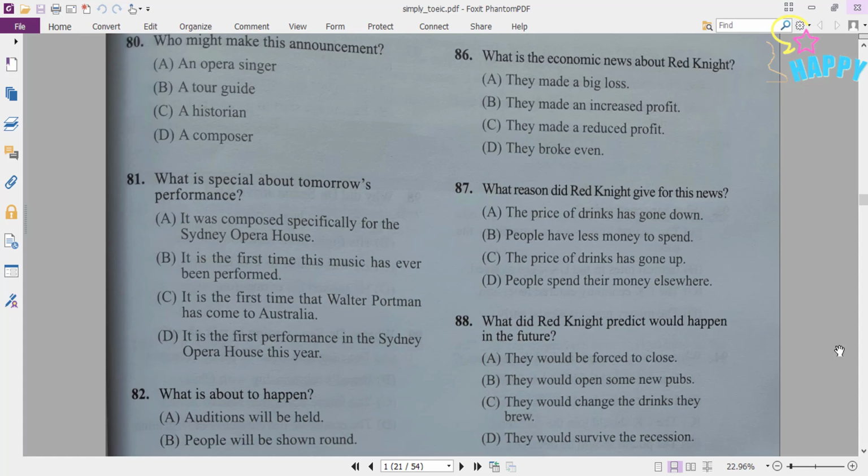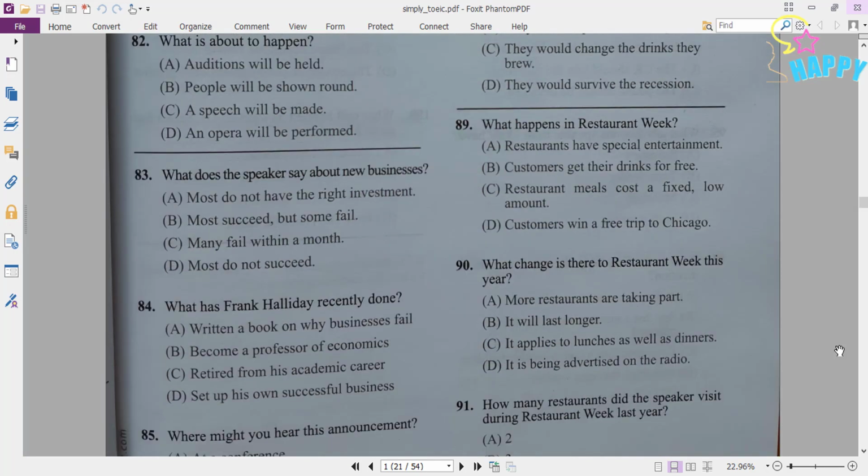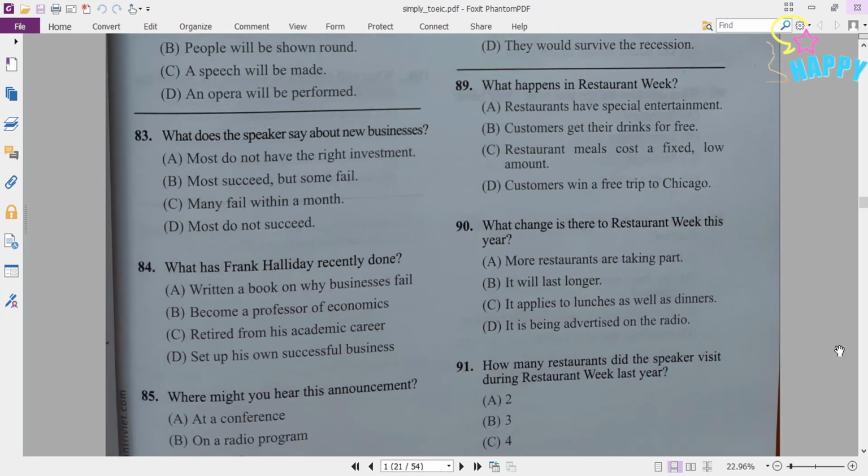Question 87. What reason did Red Knight give for this news? Question 88. What did Red Knight predict would happen in the future? Questions 89 through 91 refer to the following announcement.